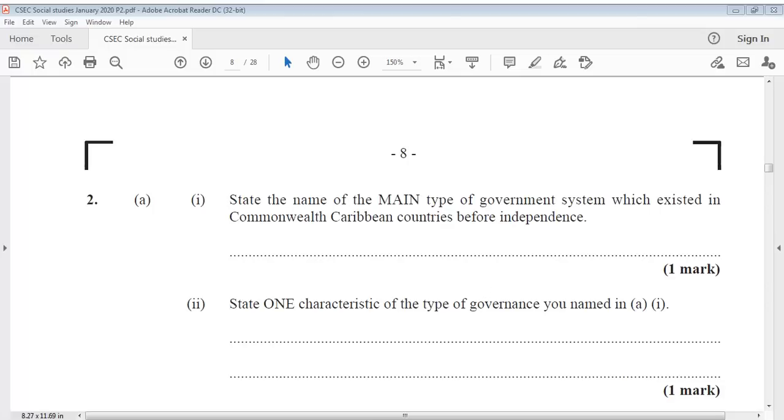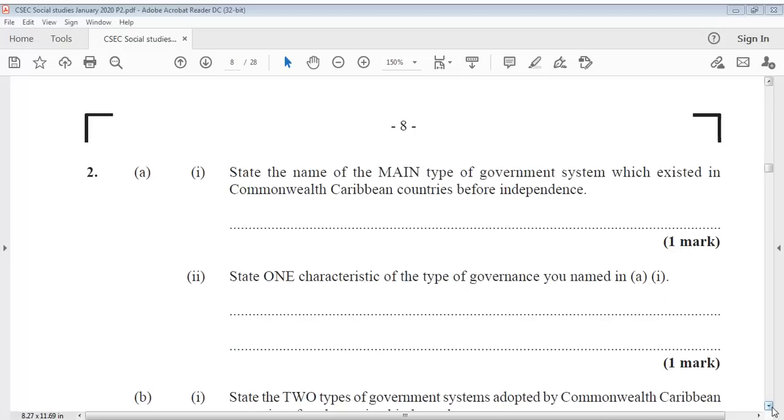Let us get into this question. The A part of 2 says, the first part, state the name of the main type of government system which existed in Commonwealth Caribbean countries before independence, and that is worth 1 mark. Now we know that the Commonwealth Caribbean countries were under the British Empire or the British colonies, and that all those Caribbean or Commonwealth countries, they were referred to as the Crown Colony. So that is 1 mark.